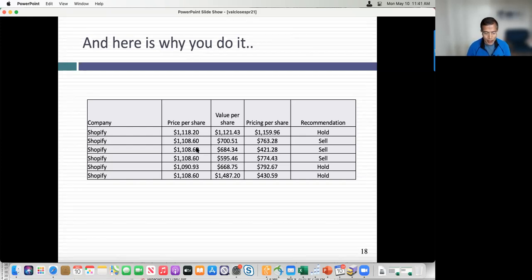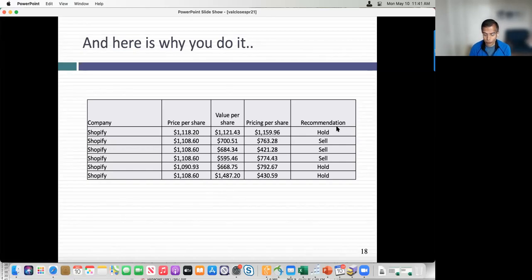In fact, here are the 6 people who valued Shopify. First, the price per share is mildly different because obviously it did it on different days. You can see even one of the prices off maybe by a week. But look at the value per share variation. The lowest value among the 6 of you was $5.95. The highest was $1,487.